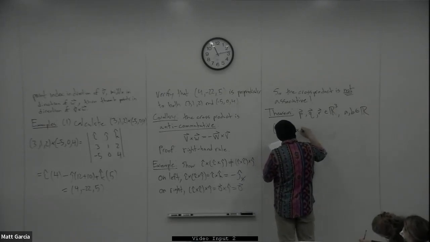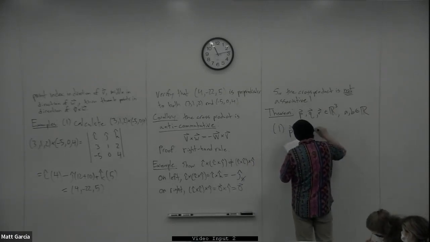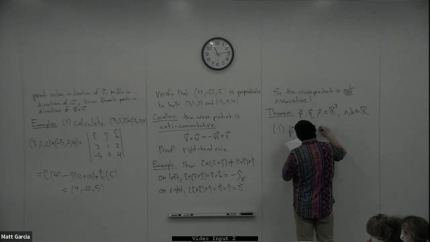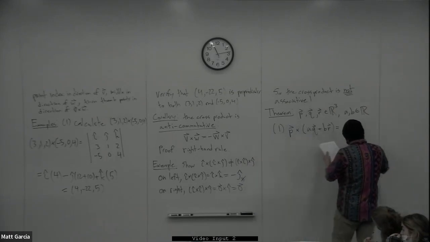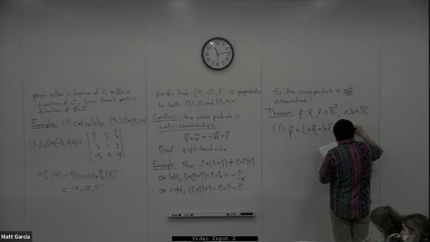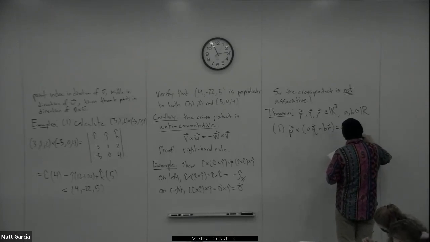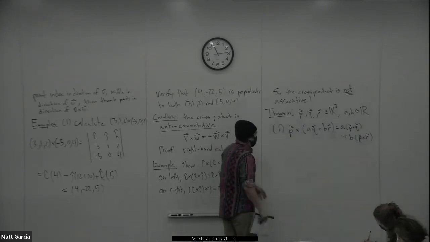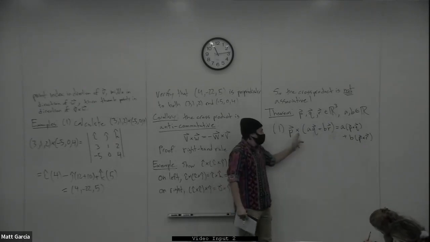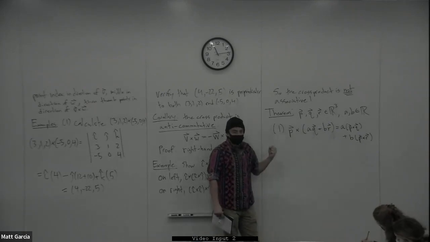p hat cross the linear combination a times q hat plus b times r hat is equal to a times p hat cross q hat plus b times p hat cross r hat. I'm saying two things here. I can distribute a cross product across a vector sum, and I can pull scalars out of a cross product.